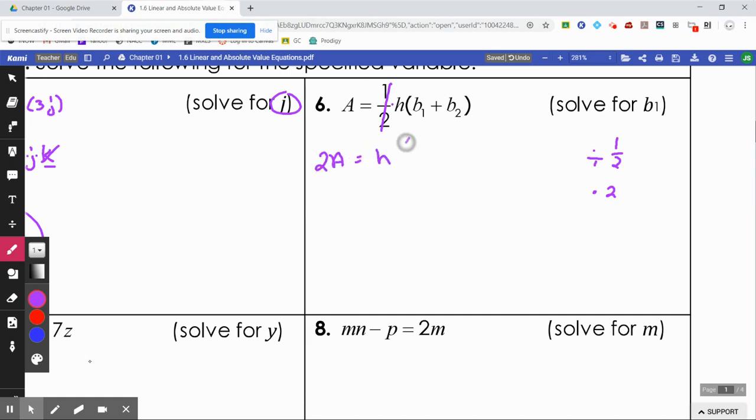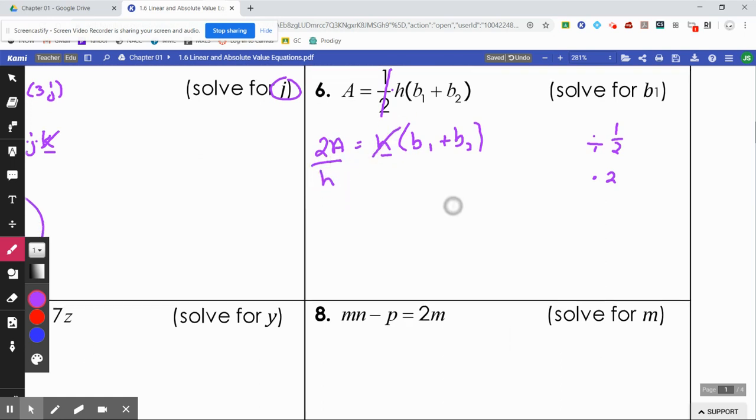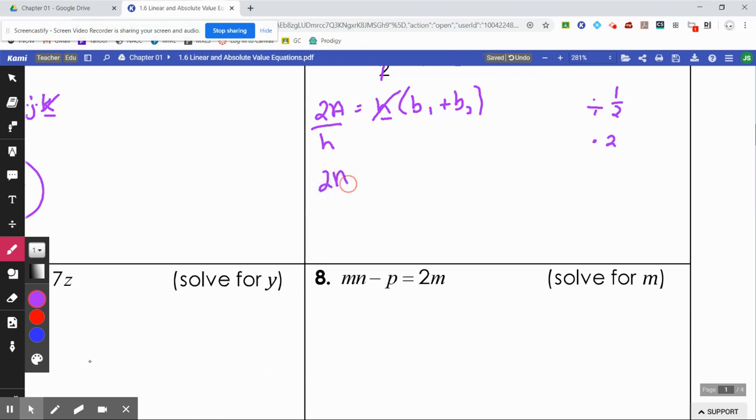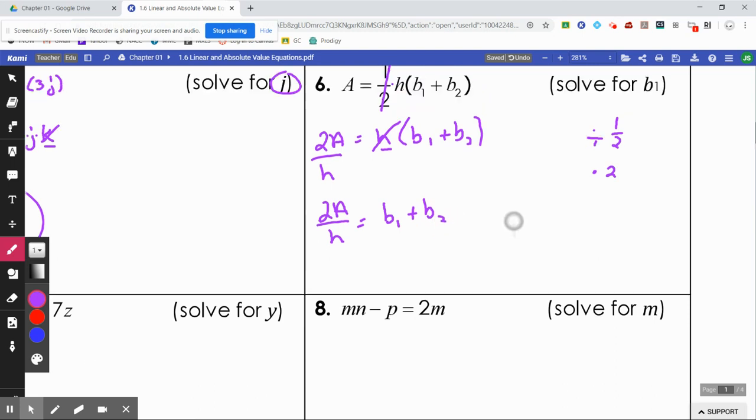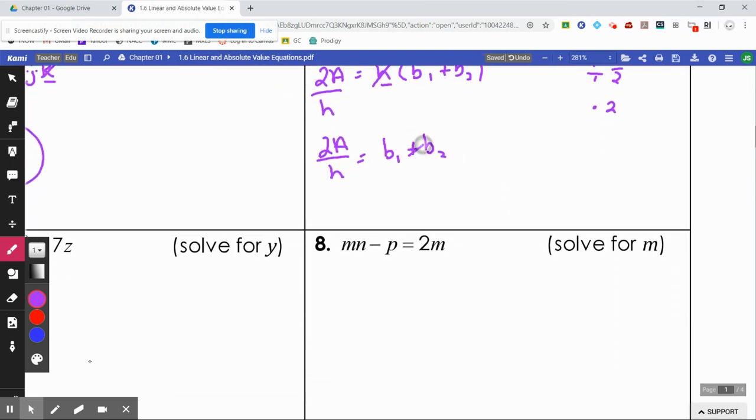So it equals h times b1 plus b2. Okay, again, you could have distributed, but I don't like to, just because h is being multiplied by everything, so you could actually go ahead and just get rid of it by dividing by h. So you now have 2a over h equals b1 plus b2. And we're trying to get b1 by itself, so now it's just getting rid of plus b2. And to do that, since it's a plus b2, we just got to come over here and do minus b2 to the other side. So now b1's by itself. b1 is equal to 2a over h minus b2.